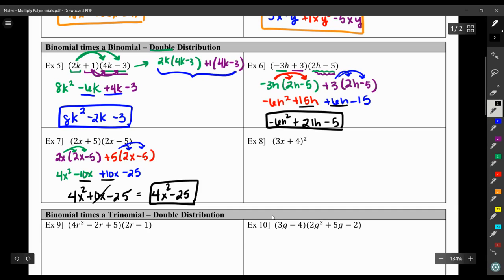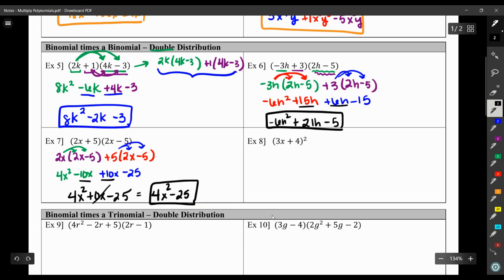So we have 3x plus 4 all to the second power. We have to be careful with ones like these because I know what's going to happen: most people think, okay, I'll take 3 and square it, and then I'll take 4 and square it, and you get something that looks similar to this. However, that's not quite the case.